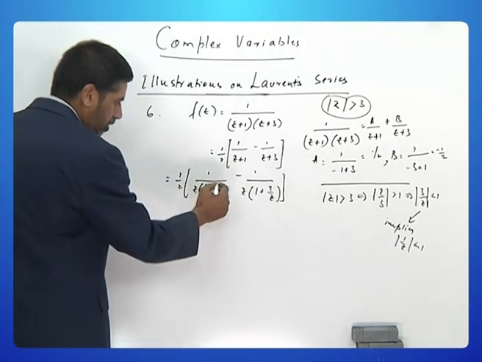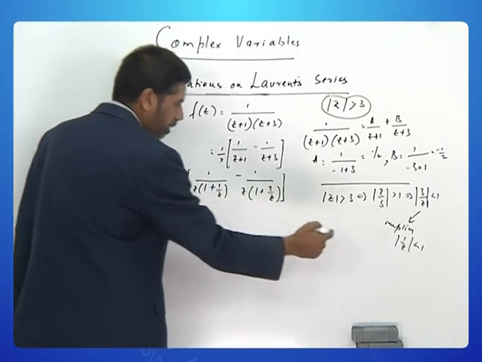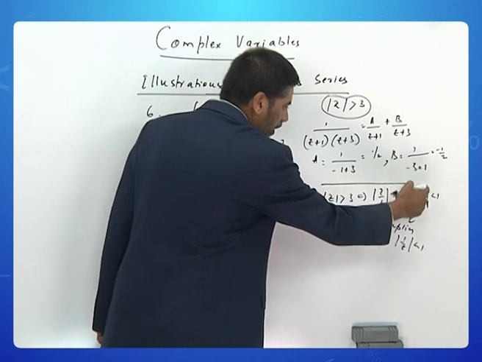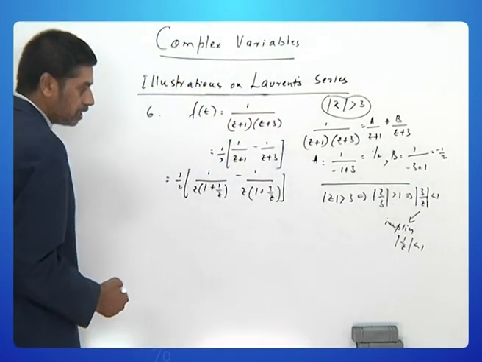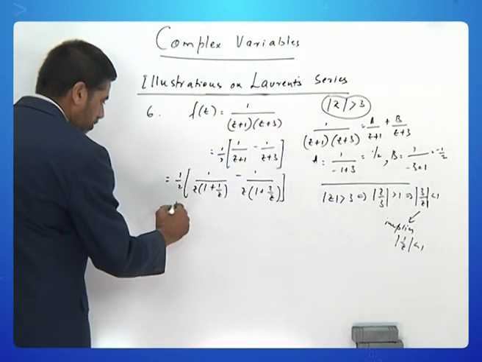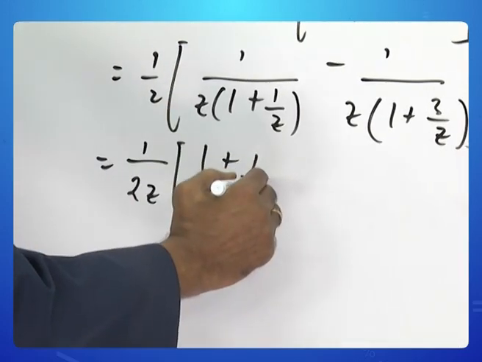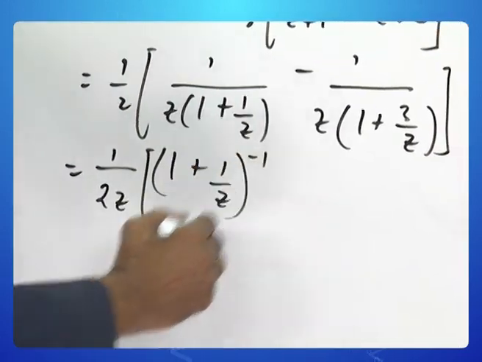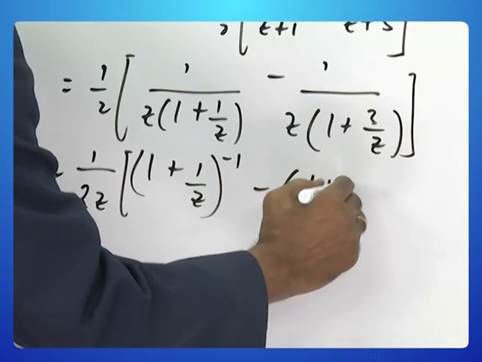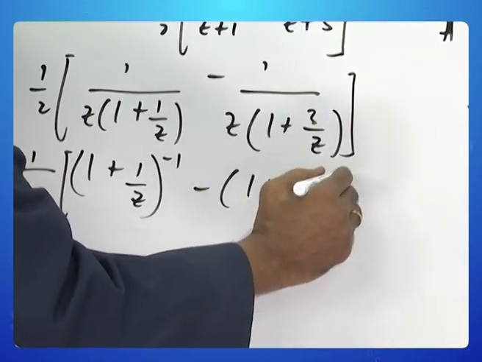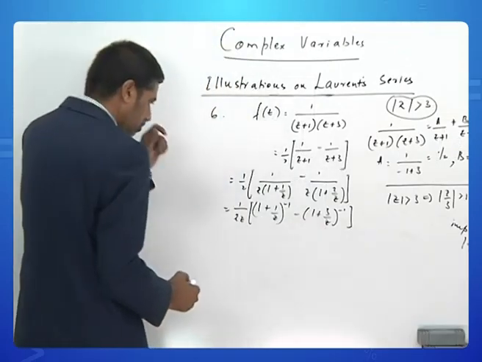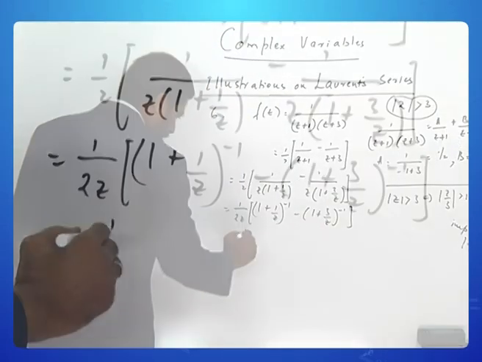So please observe, creation of 1 by z and 3 by z become necessary because only in these regions you can have a convergent series. So this can be written as 1 by 2z into (1 plus 1 by z) whole inverse minus of (1 plus 3 by z) whole inverse.